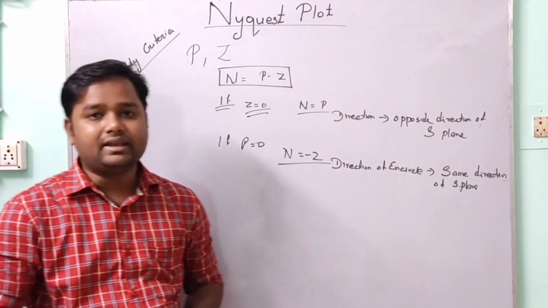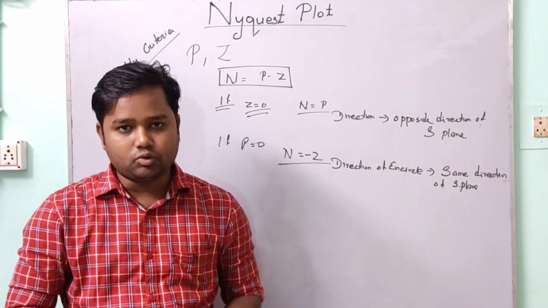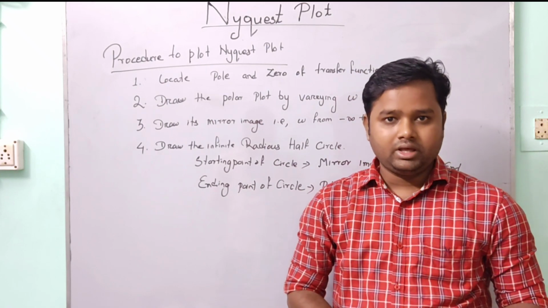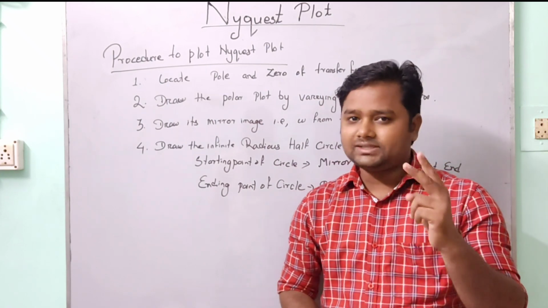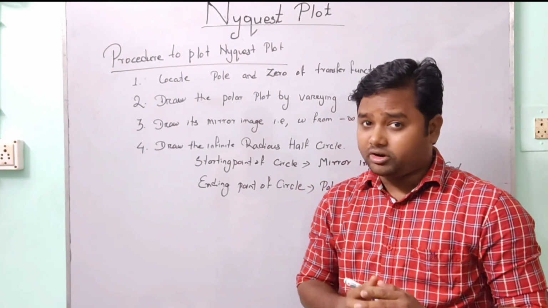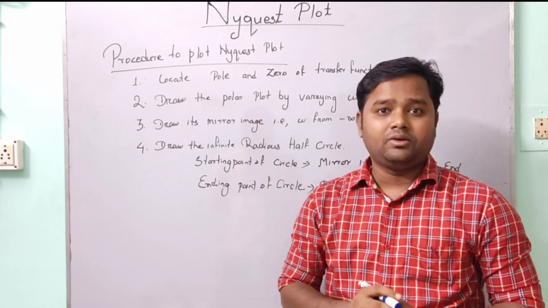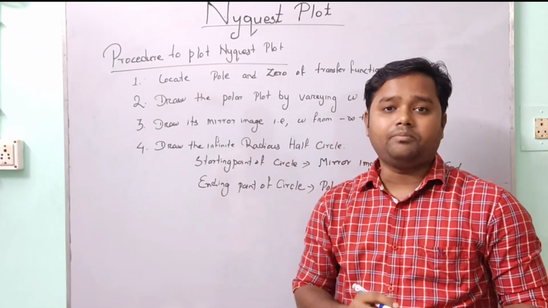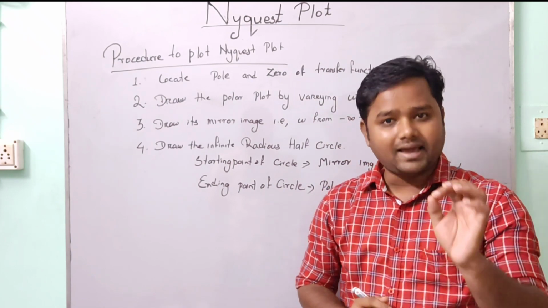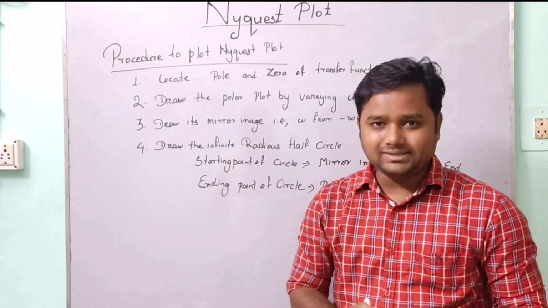After getting this, next we will study the procedure to draw the Nyquist plot. Now we will study how to plot the Nyquist plot. In the Nyquist plot, two main things we have to remember. We have already drawn the polar plot, and the first point in the Nyquist plot is to make its mirror image from minus infinity till 0, and the second point is the number of encirclements. So we will study all the points one by one.